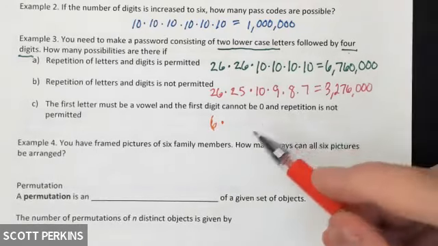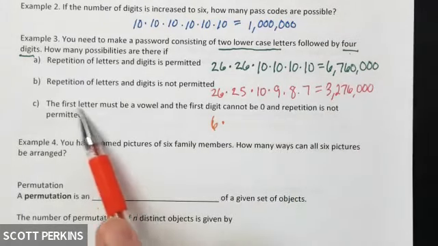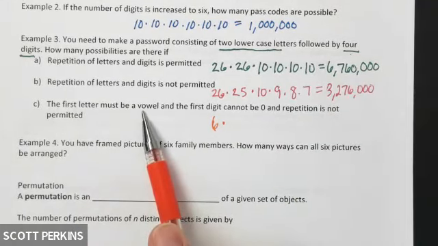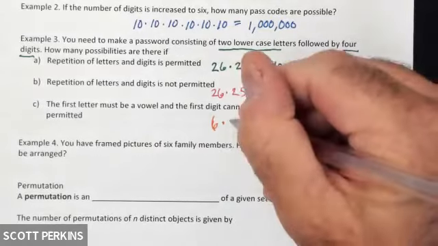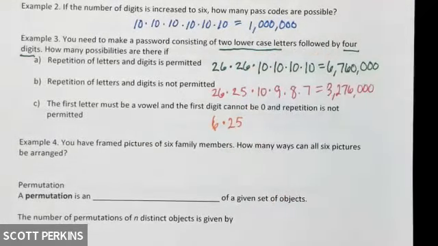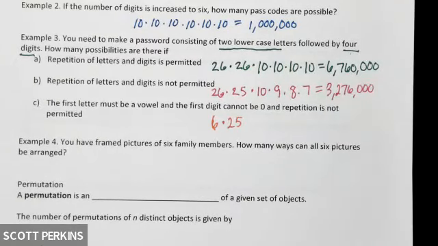So how many options are there for the second letter? Okay, now I said the first letter must be a vowel. Did I say the second one had to be a vowel? No. So how many options are there for the second letter? There's still 25 because there's 26 letters total, but I used one of the vowels, and so now there's 25.